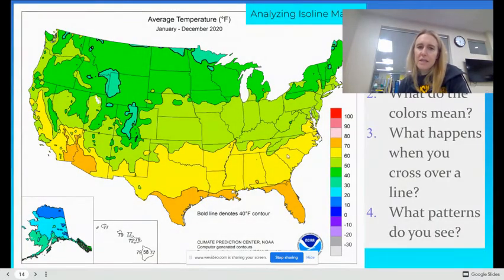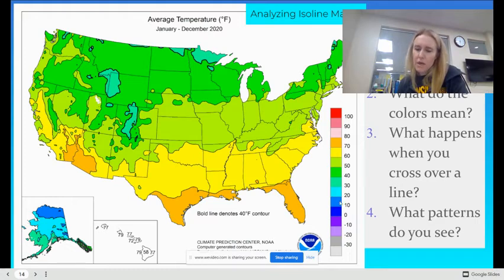So when we analyze an isoline map, we always ask ourselves right away, what is this map about? And we're going to look for the title. So this is taking a look at the average temperature in Fahrenheit between January to December 2020. So all of the year 2020, this is the average temperature of these regions. So what do the colors mean? So the next question is, what do the colors mean? Remember in the last map, we took a look at what do the dots mean because that was a dot map, but now we're using colors to represent different things.